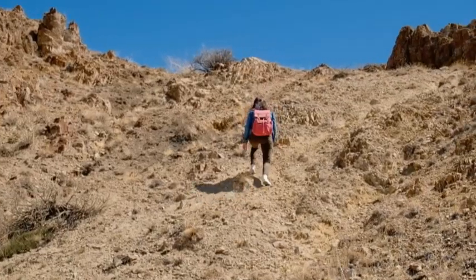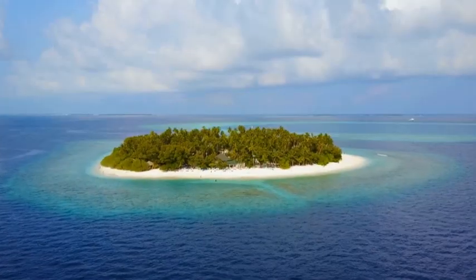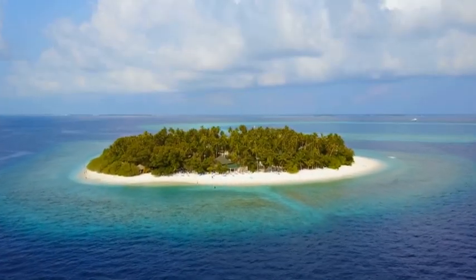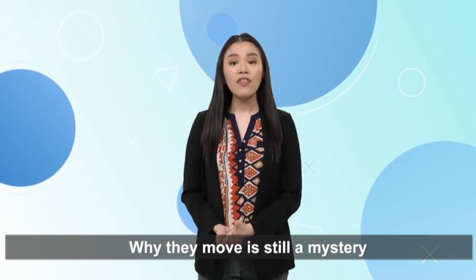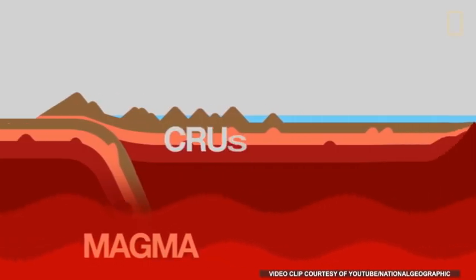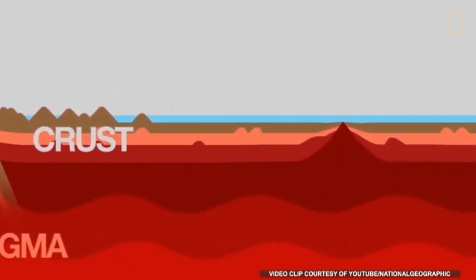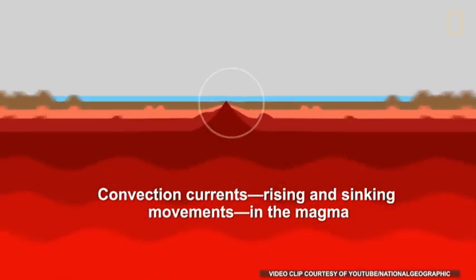It's because of these movements that we have mountains and volcanoes. It's also why we have continents and islands. Why they move is still a mystery, but scientists believe that the reason for this is the high temperature in the inner core. It heats up the mantle, causing convection currents, rising and sinking movements in the magma.